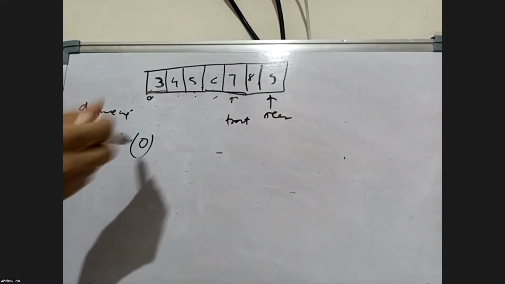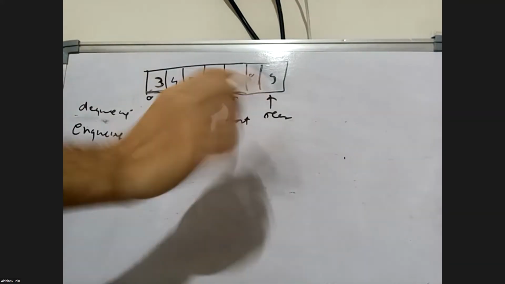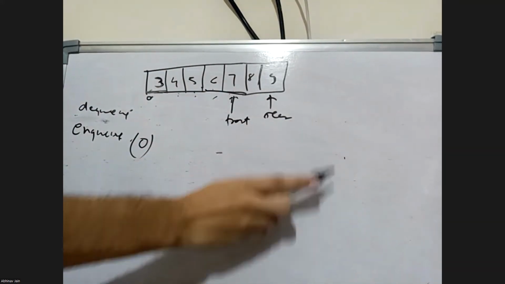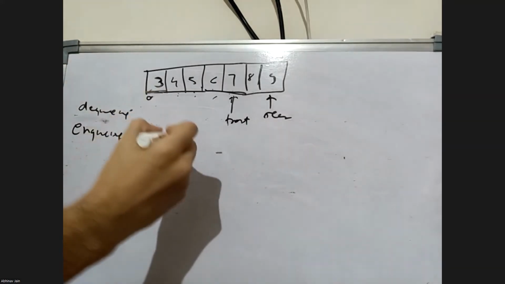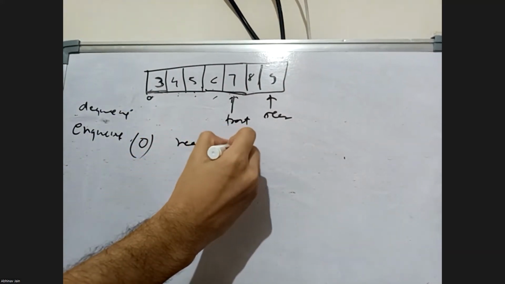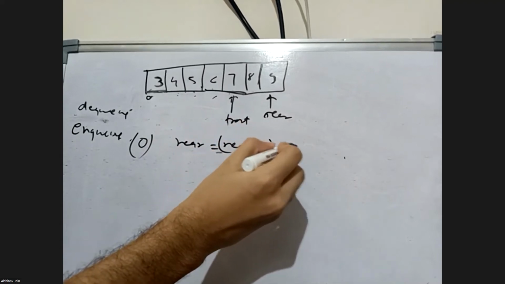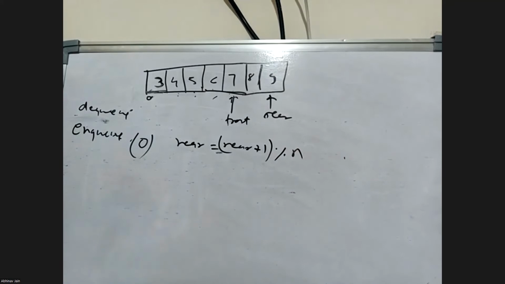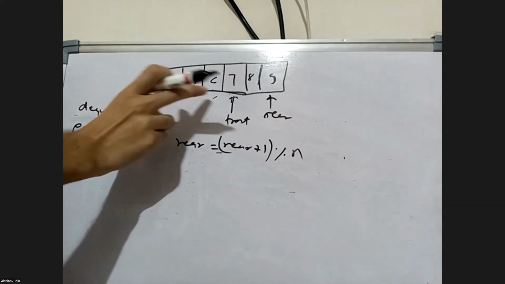Here we enqueue 0. What we do is we do not just increase rear by 1 and then say, oh my god, the value of rear is greater than the size of the array, and hence we cannot do it. What we do is rear equals rear plus 1 percentage of n. What is this? N is the size of this array, so it will be 7.